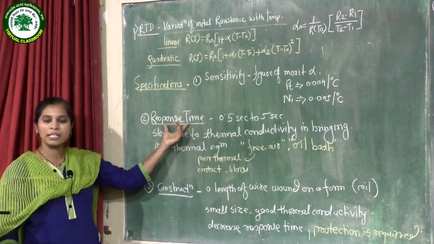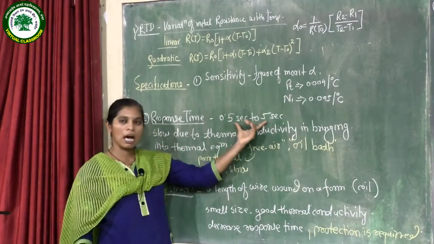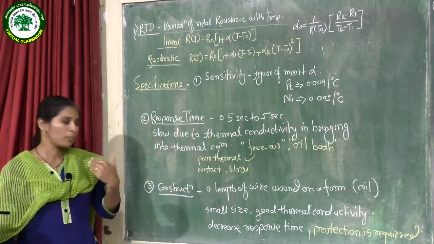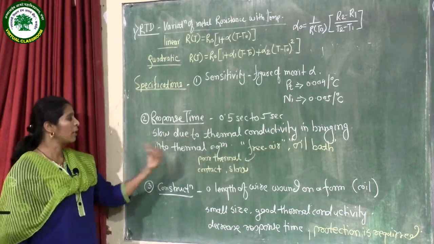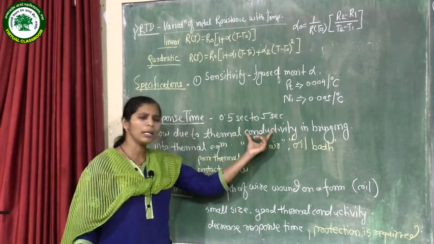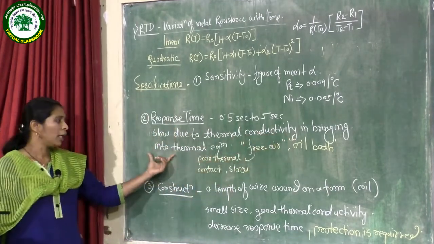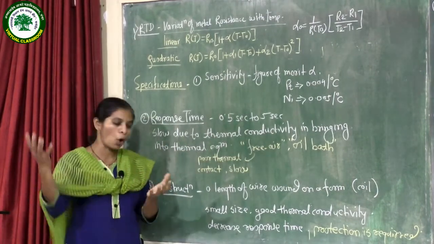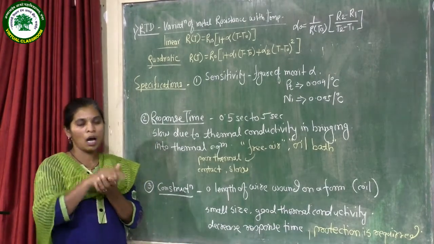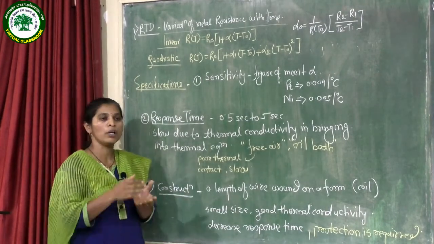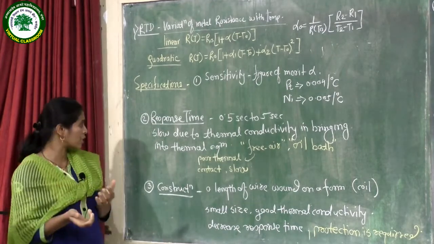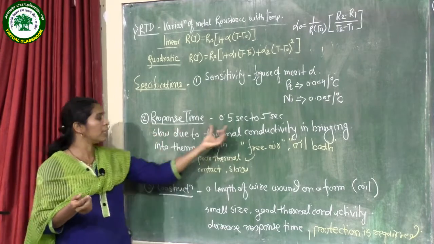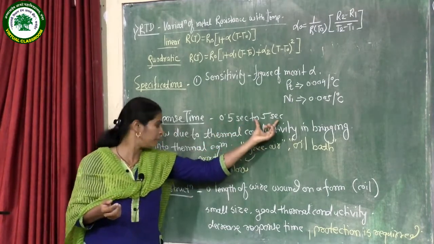The response time is important here, and for this RTD it is 0.5 second to 5 seconds. Why is it so? We have written here why it is slow: it is due to thermal conductivity in bringing about the thermal equilibrium. So when we bring the RTD in contact with the unknown temperature, within how much time it gives us the response is the response time. Typically for an RTD it is 0.5 second to 5 seconds.